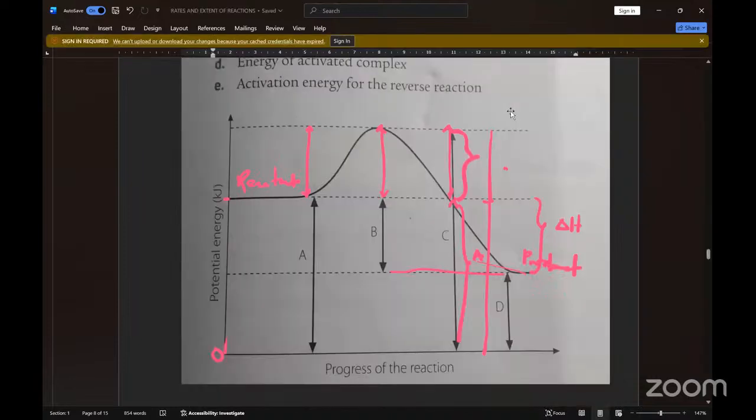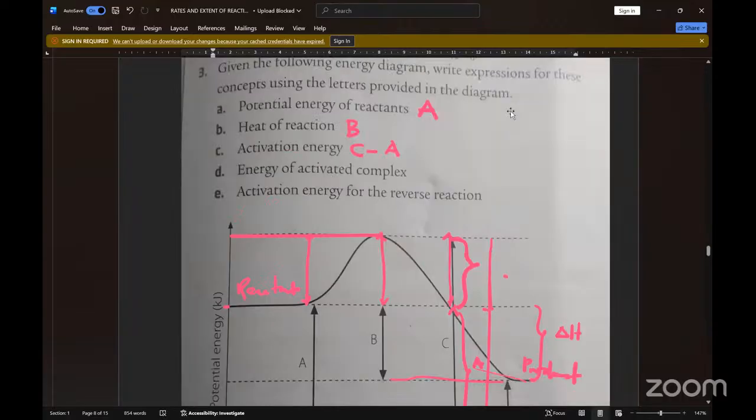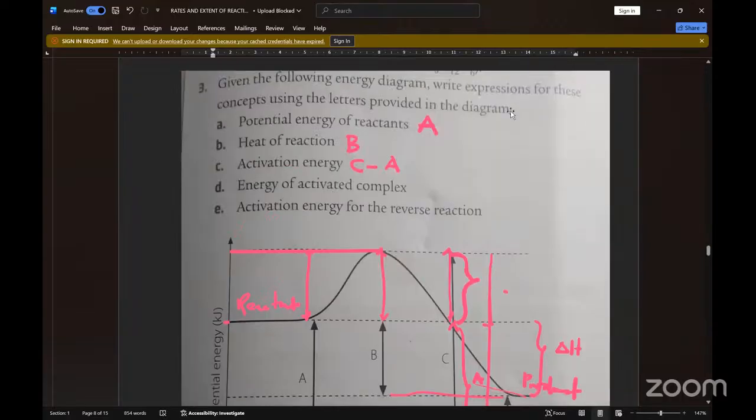Then the energy of the activated complex. The activated complex is on top here. So its energy is the top, the peak, the highest point. So the symbol C is the one that starts from the base, from zero or the beginning, up to the top. So the energy of the activated complex here is C. So we write C here.